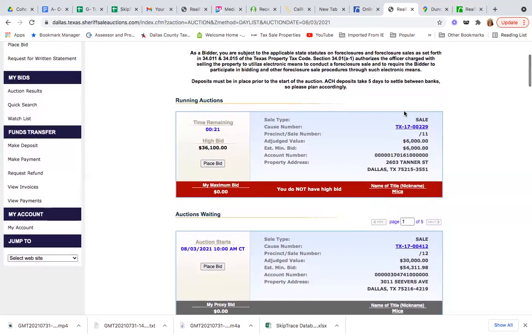I would suggest you get on early because these do count down. Whereas on bid for assets, there's no countdown. It just goes by the bidders. So whoever's making the highest bid, and then it just goes out throughout the day. Whereas this auction, they have a time limit on each one.